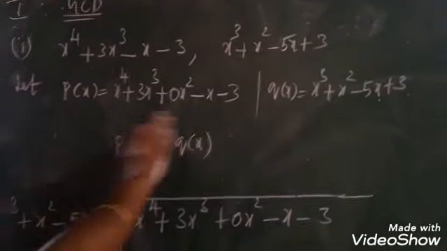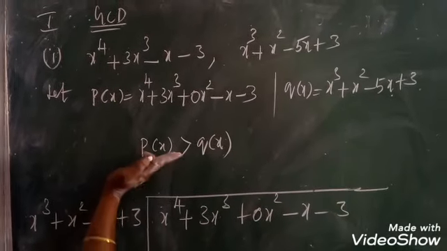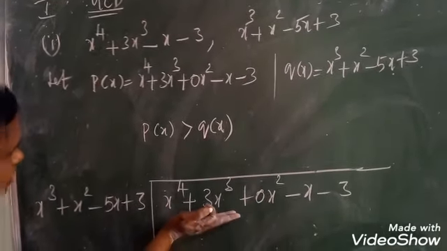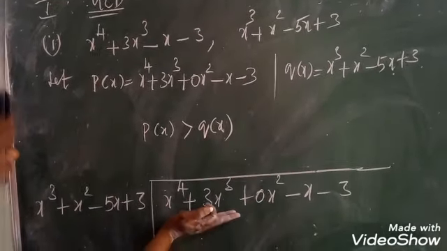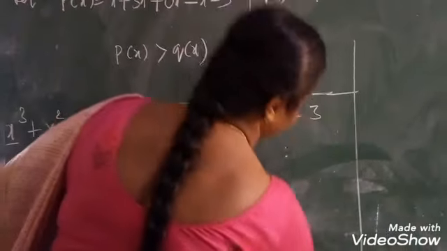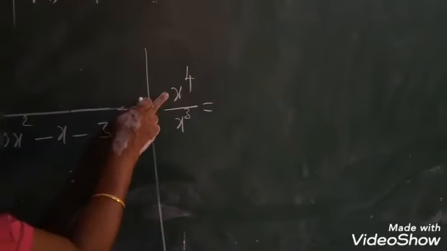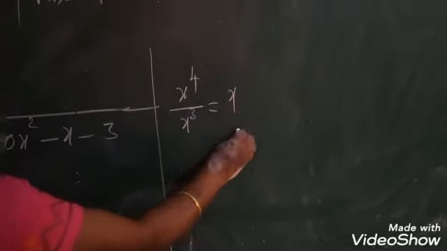Here P of x is greater than Q of x. So P of x is considered as the dividend, Q of x is considered as the divisor. Now if you want to divide, you have to take the first term. Here x power 4, x power 3. In the rough column, we have to write x power 4 divided by x cubed. This is the dividend, this is the divisor. You will get x.